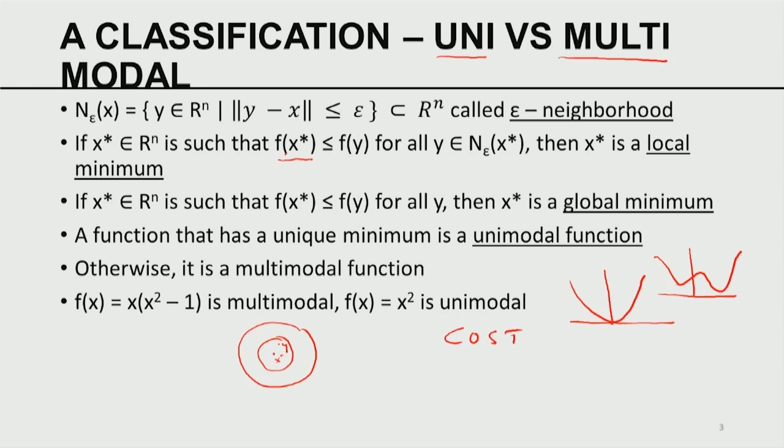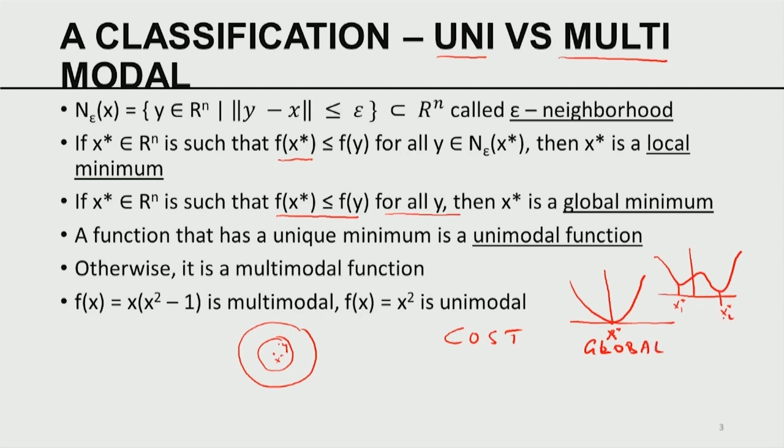So in this case, x star is called the local minimum. For example, this is x1 star, this is x2 star. So x1 star is a local minimum, x2 star is a local minimum, in the sense that if you go in any direction away from the minimum, the value of the function is going to increase. That's the basis here. If x star is such that f of x star is less than f of y for all y, then it's called a global minimum. So in this example, x star is a global minimum. This is global.